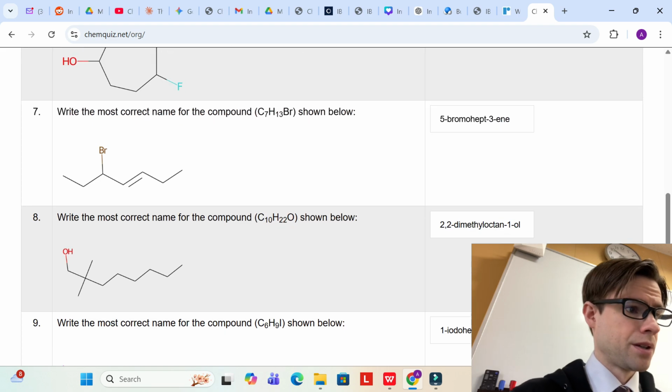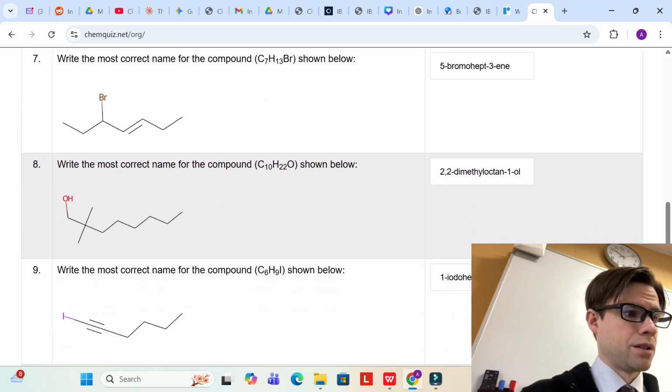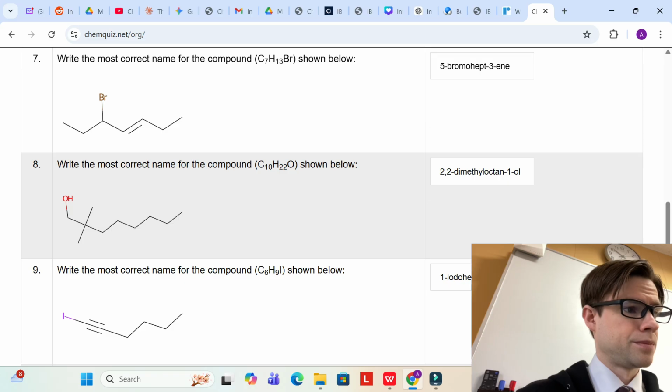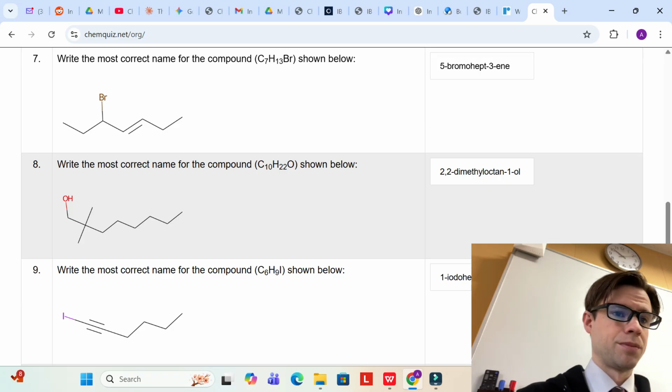Yes, should be. Number 7, is this 5-bromohept-3-ene? 1, 2, 3, 4, 5. Yes, should be. Number 8, is this 2,2-dimethyloctan-1-ol? 1, 2, 3, 4, 5, 6, 7, 8. Yeah, okay, that should be fine.